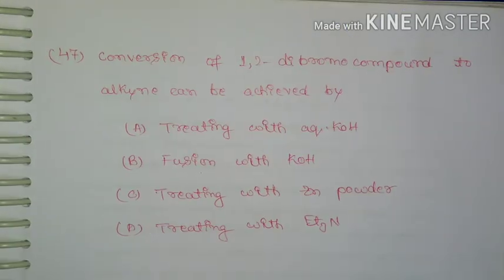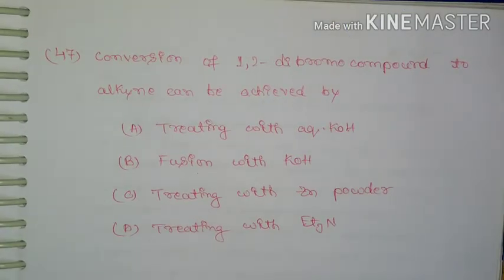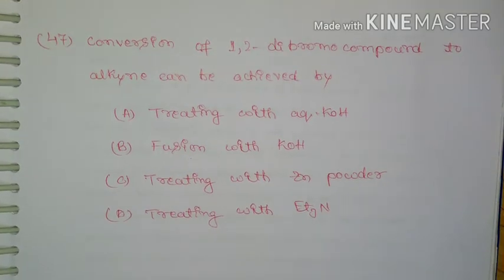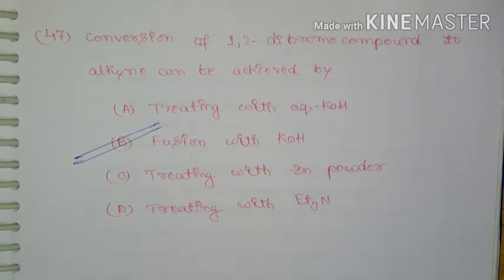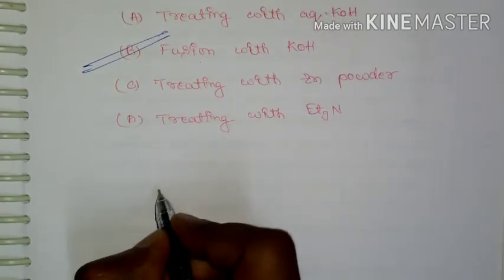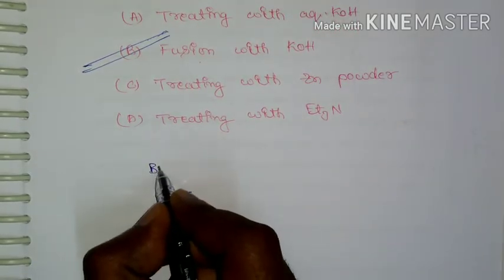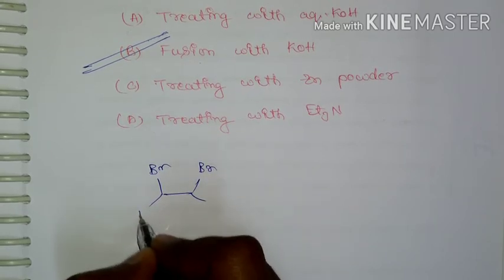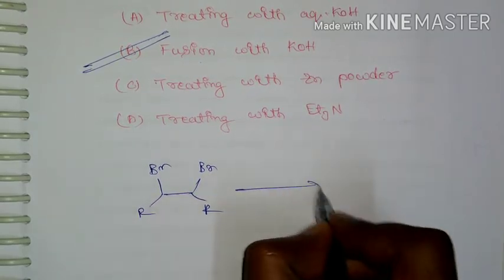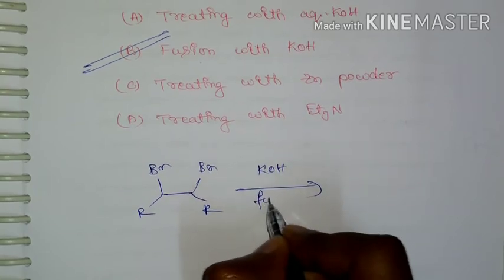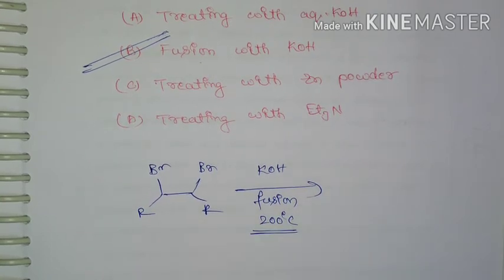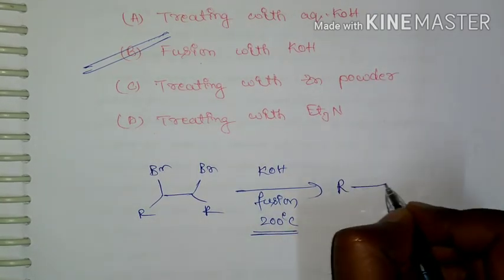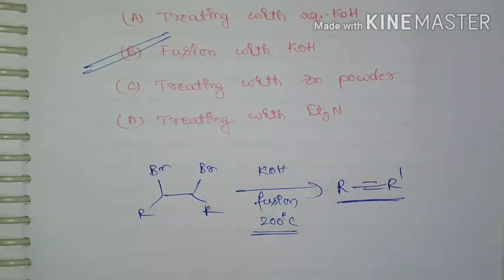Okay, so next is the 47th question. Conversion of 1,2-dibromo compound to alkyne can be achieved by, it is a PU question, fusion with KOH. So if we take 1,2-dibromo compounds, for example, consider this dibromo compound, if it is fused with KOH, fusion means this reaction will take place at around 200 degrees centigrade, which leads to the formation of alkynes.